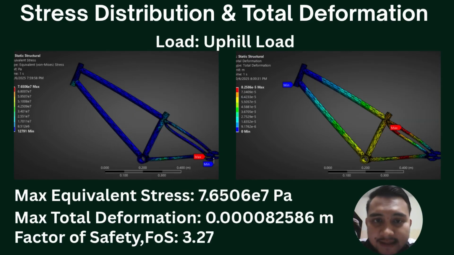Okay, next is the uphill condition. For the uphill condition, the max equivalent stress is 7.65 Pascal. Next, the max total deformation for the uphill condition is 0.000082586 meters. And finally, the factor of safety is 3.27.